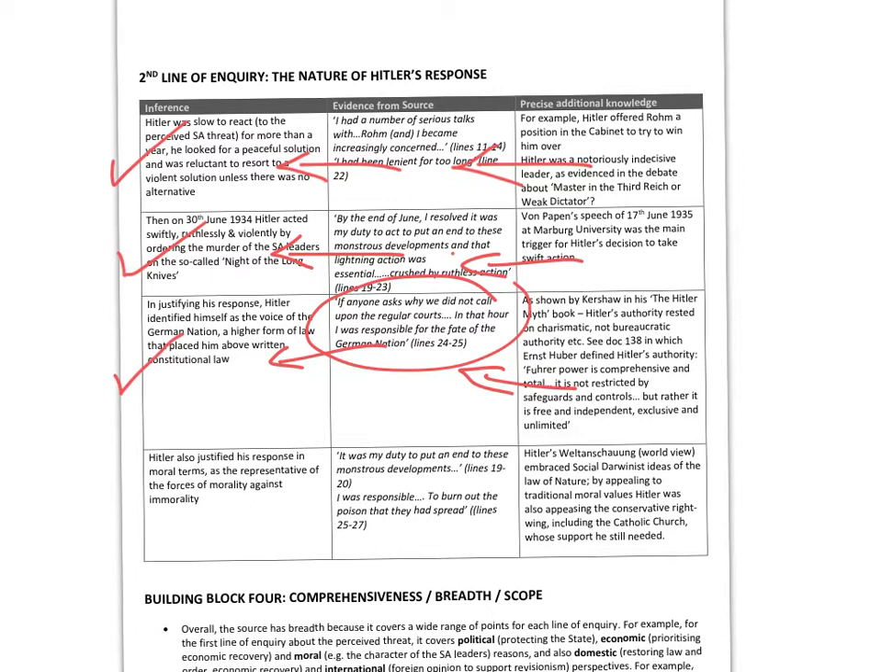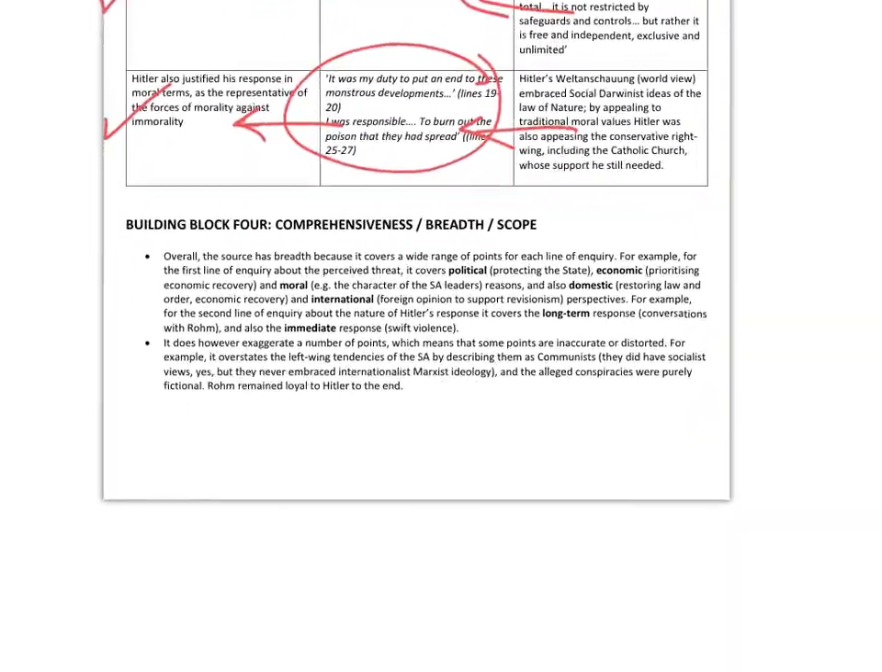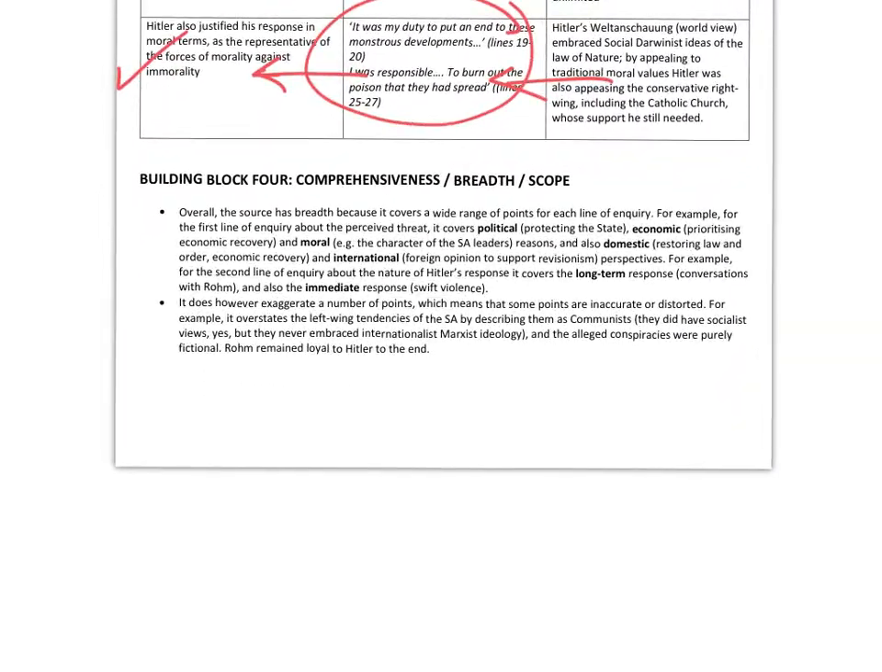And then the final one, Hitler justified his response in moral terms. Again, there are the quotes that you can develop to make the inference, and there's some additional knowledge that you could bring in to develop that point. So there are your second and third building blocks.